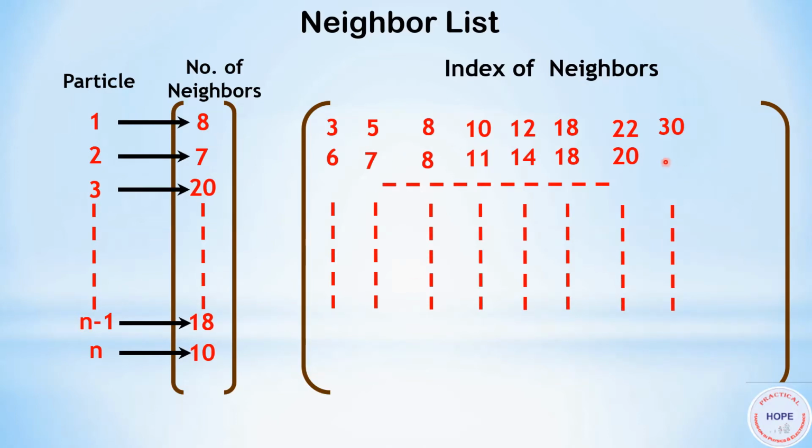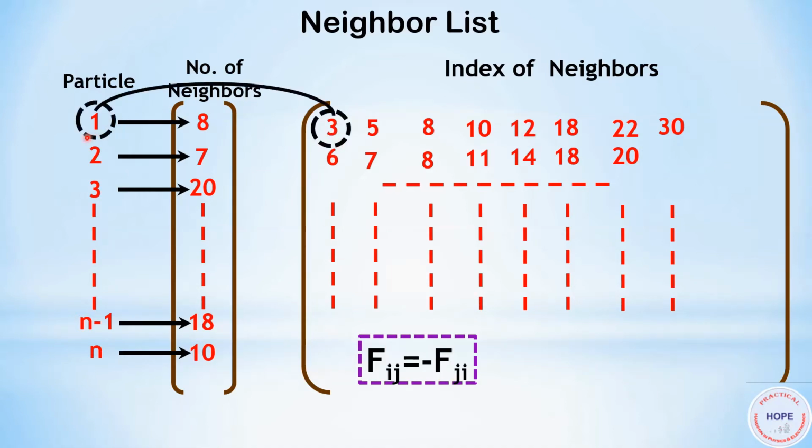While defining this index of neighbors, we have to take care of one more thing. As we already discussed in our previous video, Fij is equal to minus Fji because of Newton's third law. That is, the force on particle 1 due to particle 2 is equal to minus the force on particle 2 due to 1. Suppose particle 3 is the neighbor of particle 1. So, in the first case itself, we will calculate force F13. Then we can also evaluate F31. So, while defining the neighbors for particle 3, we don't need to include particle 1, because we have already calculated F13, so we don't need to calculate F31.